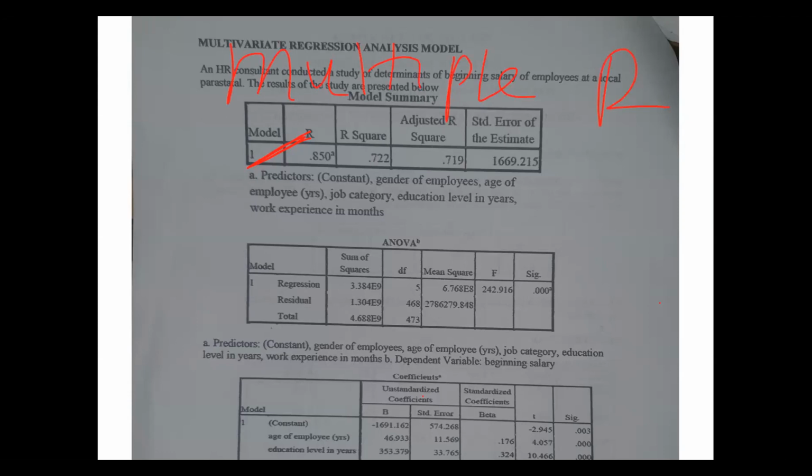This one you've seen is 0.850. When you multiply by 100, this is equal to 85, approximately 85%. Now, what is Multiple R in statistics? It simply means the correlation coefficient.